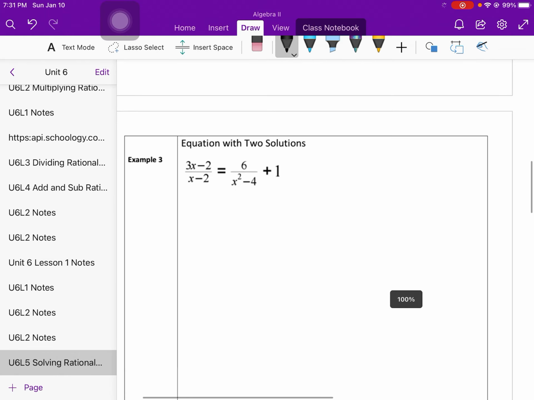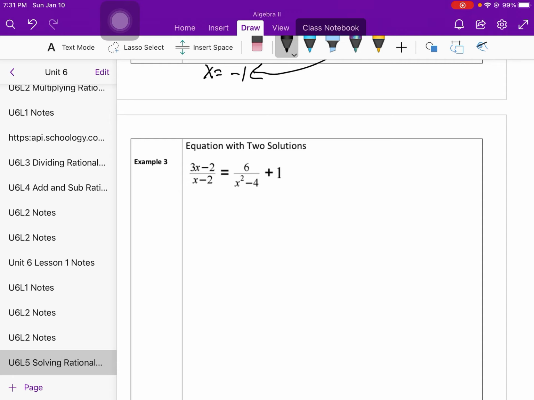Sometimes, though, we will get two solutions. First thing I want to do here, I forgot to do it right away in the last one, but notice, take a look at your fractions. This one down here is actually going to factor out. We're going to do that right away. So x squared minus 4 is x plus 2, x minus 2. And we notice we have a factor of x minus 2 over here. And this one, we don't have anything. So we're going to put that over 1.